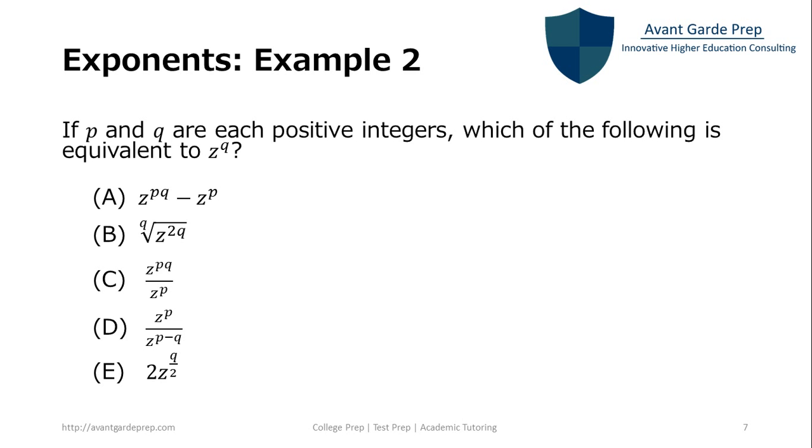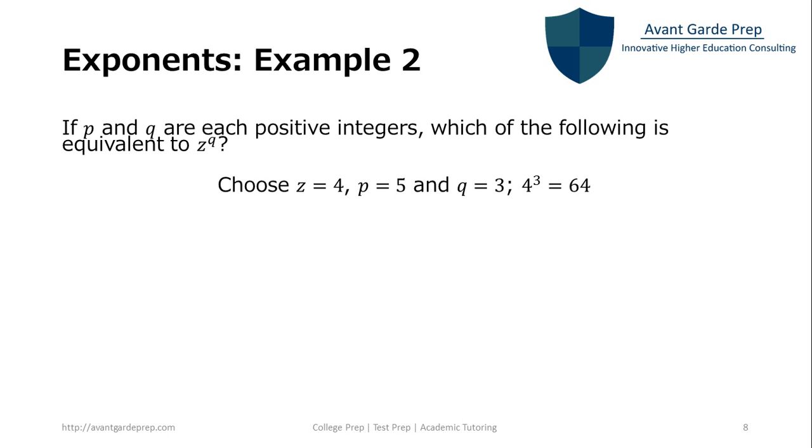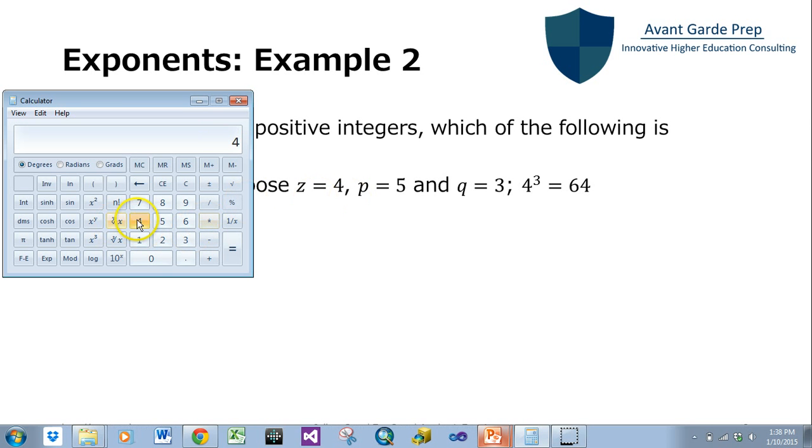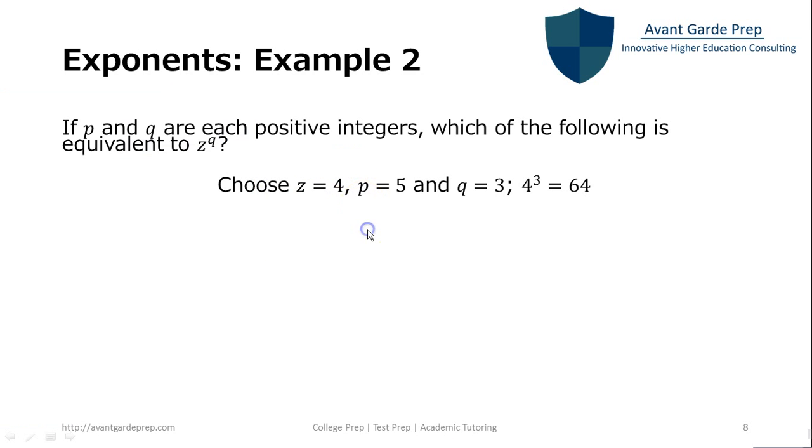So we just need to pick some numbers for z, p, and q. I would suggest that we choose z equal to 4, p equal to 5, and q equal to 3. So if we plug this into our original problem, z raised to the q power, we'll have 4 to the third power. And so if we raise 4 to the third power, that gives us 64. So when we plug this into the answer choices, we'll be looking for the answer choice that gives us 64.